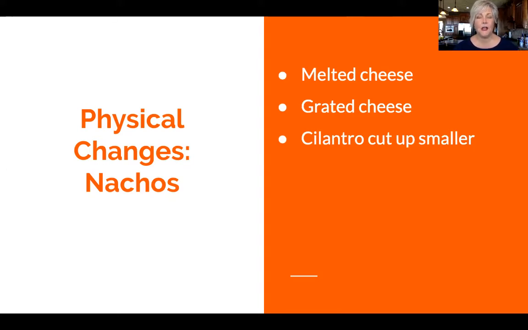Another one that a couple of you mentioned, and I was so glad, was the cilantro. I cut that up smaller. That's just a physical change. The chemical makeup, the chemical structure of the cilantro did not change. But when I rolled the leaves up and then I chopped them up, I was just changing the form. And so that's a physical change.